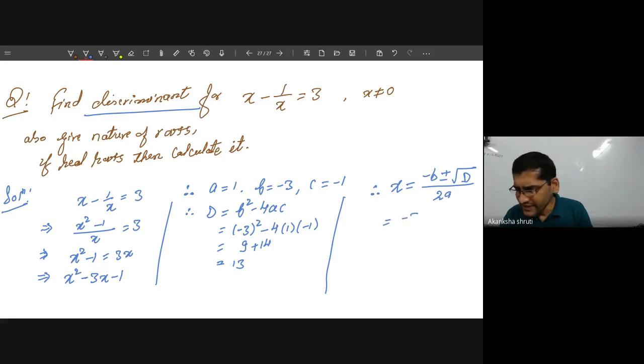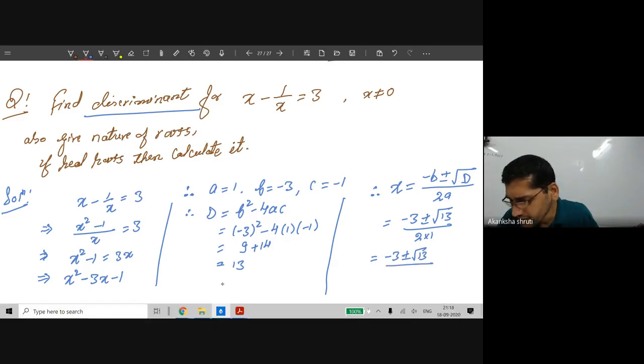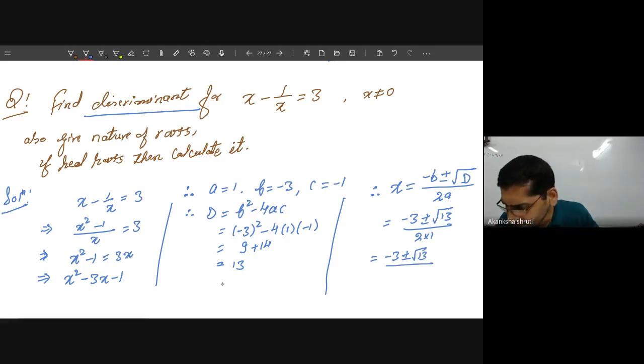B is our minus 3, plus and minus under root of 13 divided by 2 into 1. It is ultimately minus of 3 plus minus under root of 13 by 2. You can write the two roots separately. It is minus 3 plus under root of 13 by 2. It is one root. The other one is with the negative between the two terms in the numerator.